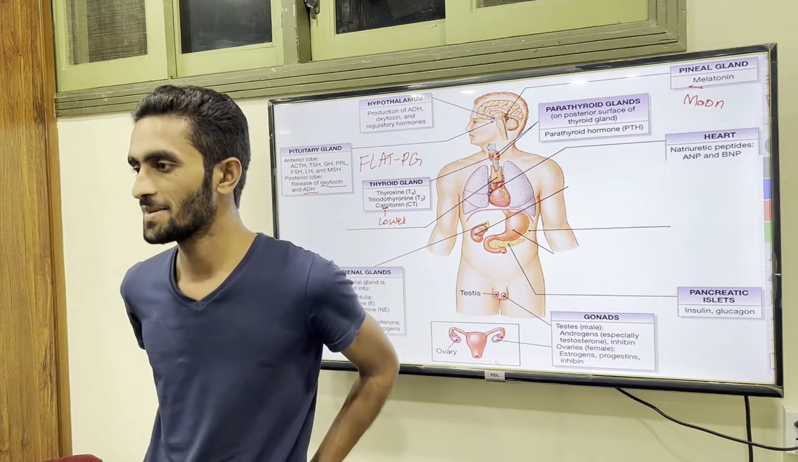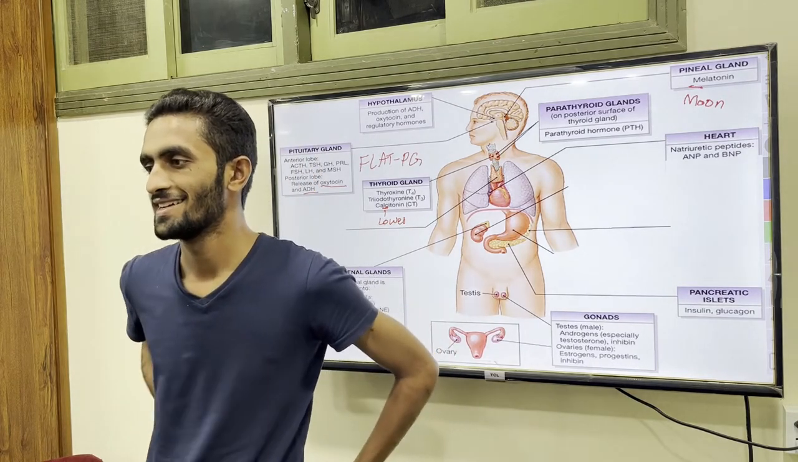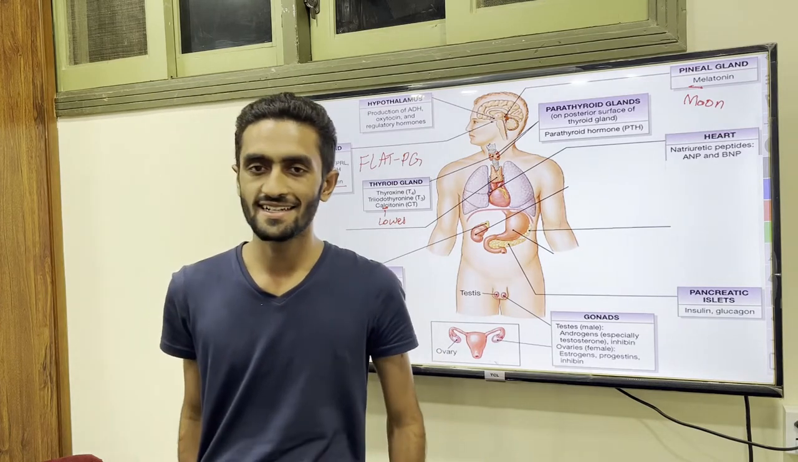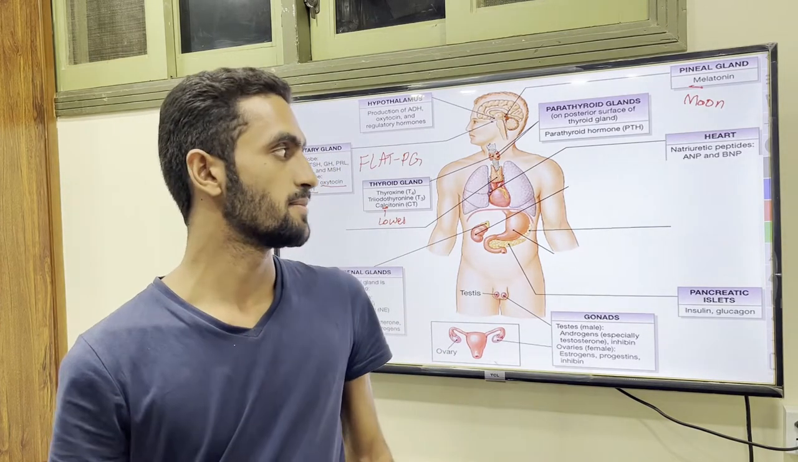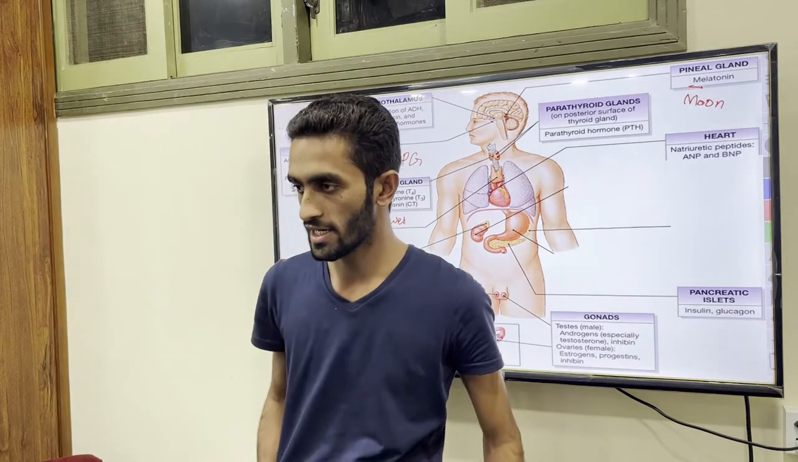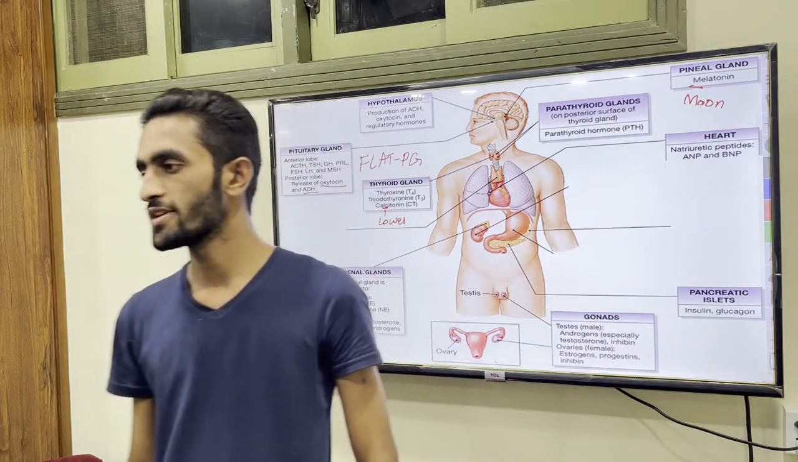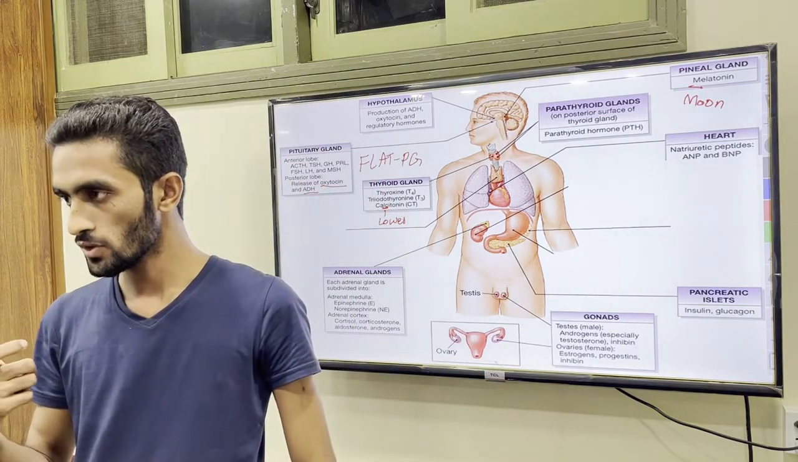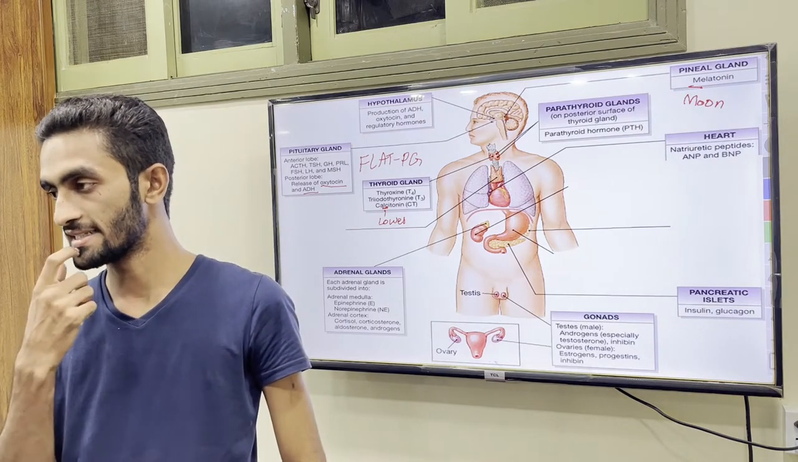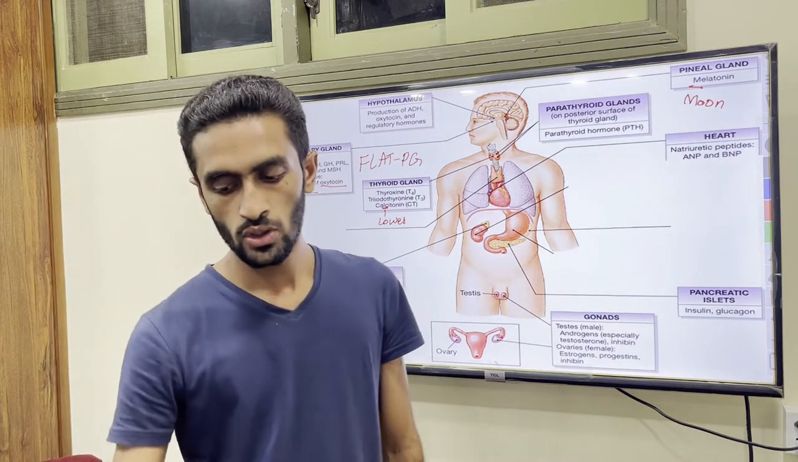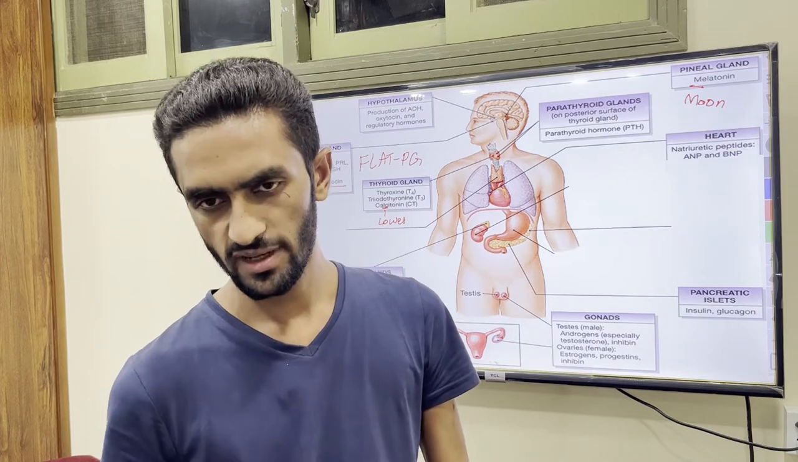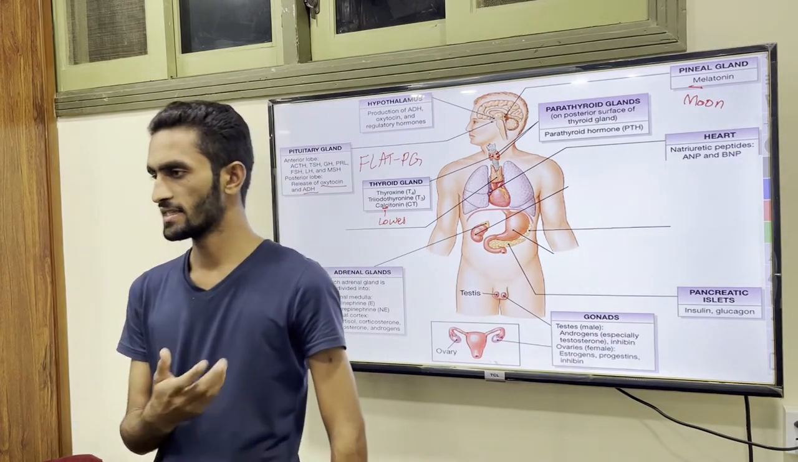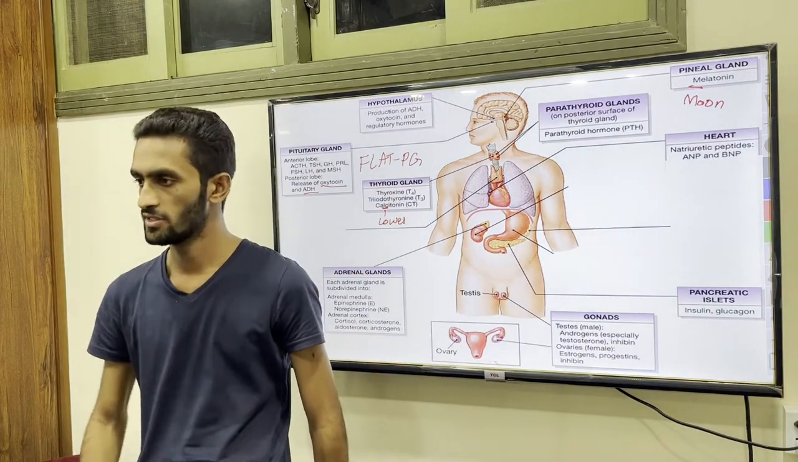So what is ANP? What is BNP? Atrial natriuretic peptide and B-type natriuretic peptide. They are associated with your sodium. They increase the excretion of your sodium. One is coming from the atrium and the other is coming from the ventricle of your heart.